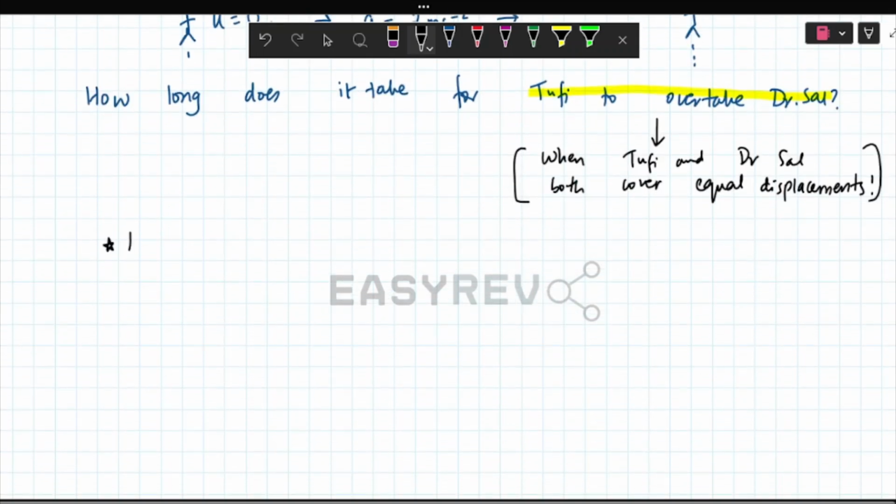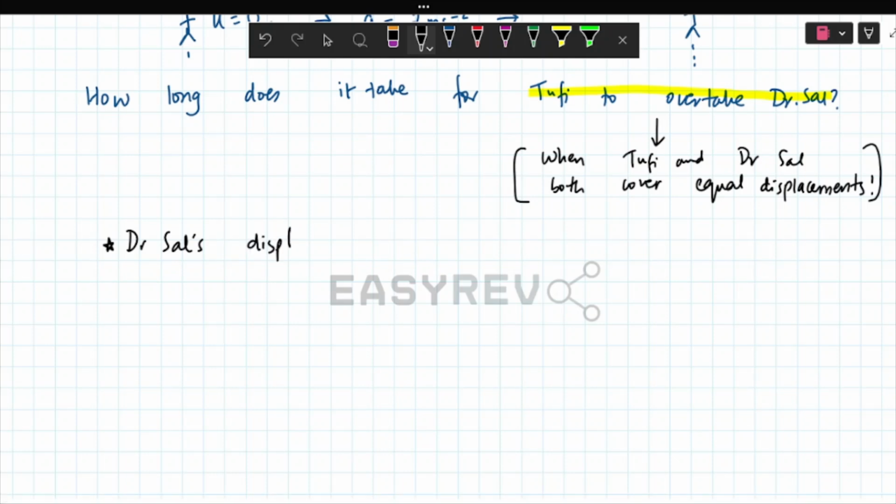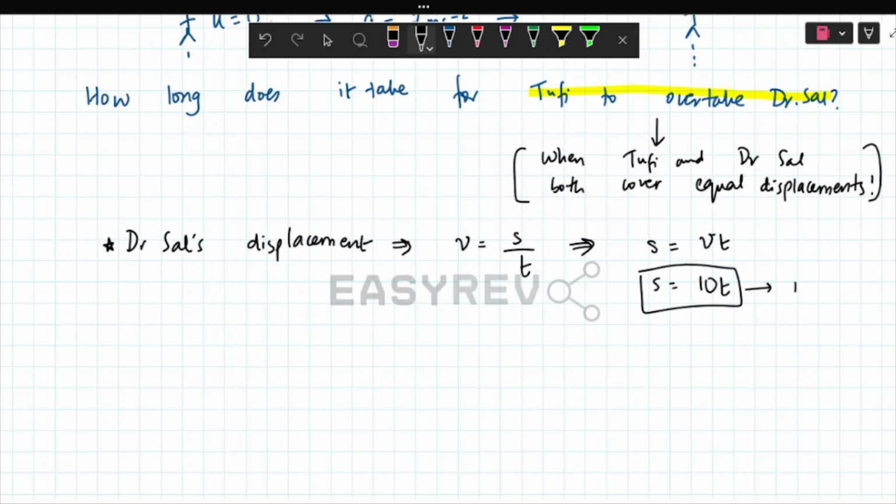Dr. Sal's displacement is the easiest to evaluate simply because he's moving with constant velocity. And there's but one formula we can use for constant velocity, which is displacement covered per unit time. It's just a matter of rearranging this to get an expression for displacement, which would be velocity multiplied by time. Since his velocity is 10 meters per second throughout, this will simply be 10 times t. So that's our first equation, and I label it 1.